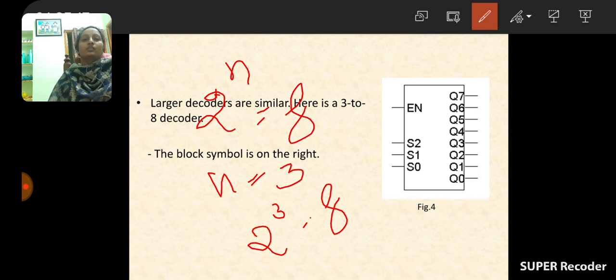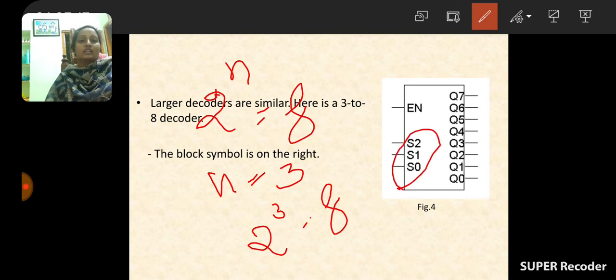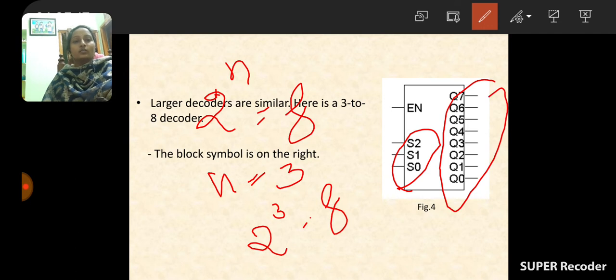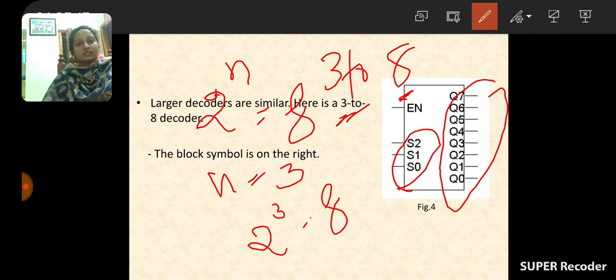Okay, so here how many input lines are there? 3: S0, S1, S2. How many output lines? 8, because it is a 3 to 8 decoder. 3 input lines are there, 8 output lines. How can we represent the outputs? Q0, Q1, Q2, Q3, Q4, Q5, Q6, Q7. In this way we select among the 8, meaning the input is transferred over these 8 lines.